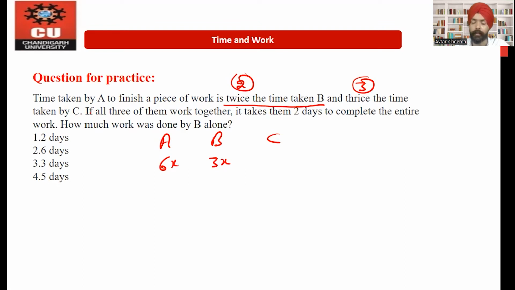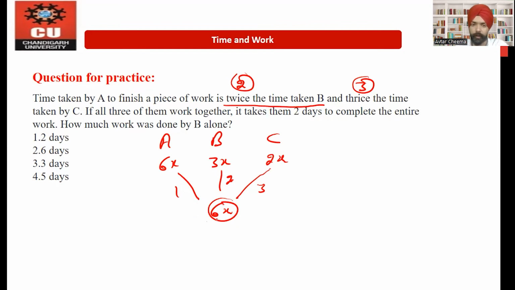Now, if I'm talking about C, A finished in thrice the time taken by C. So A is taking 3 times more time than C, which means C completes in 1/3 of the time. So 1/3 of 6x is 2x. Now, if I take the LCM of all these 3 numbers, I get 6x. Here I get 1, here I get 2, here I get 3. So their efficiency is 6. Now, I have to find in how many days they can complete the work.